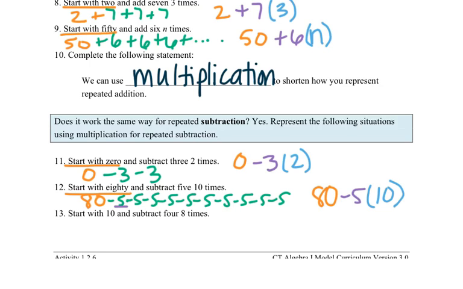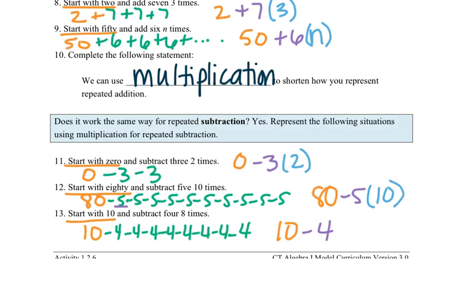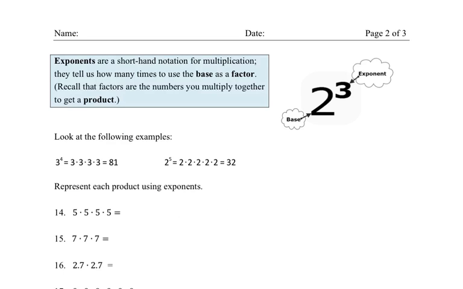All right, for number 13, it says start with 10 and subtract 4 8 times. So start with 10, and then we're going to subtract 4 8 times. 2, 3, 4, 5, 6, 7, 8. All right, so we're starting with 10, and we're subtracting 4. The number of times we're doing that is 8. All right, so hopefully this first page isn't too crazy. Usually we're pretty okay with understanding this connection between addition and multiplication. It's when we go to the next part that things get a little bit more confusing.